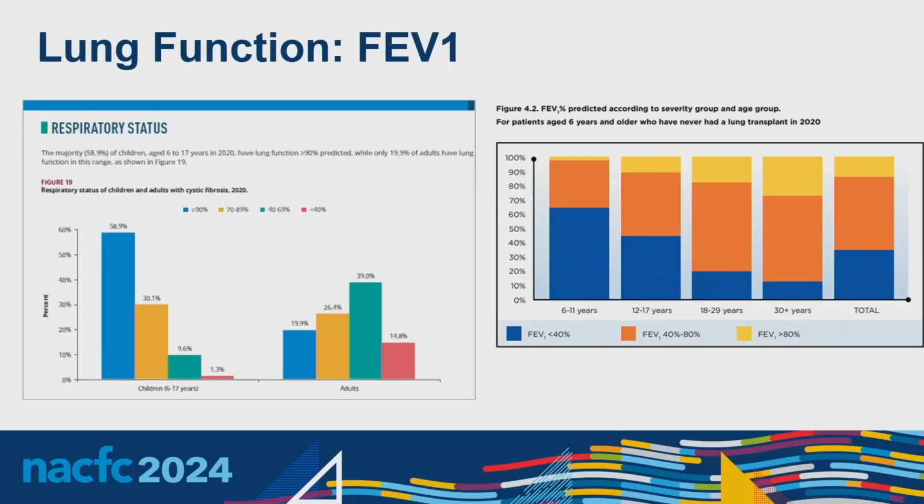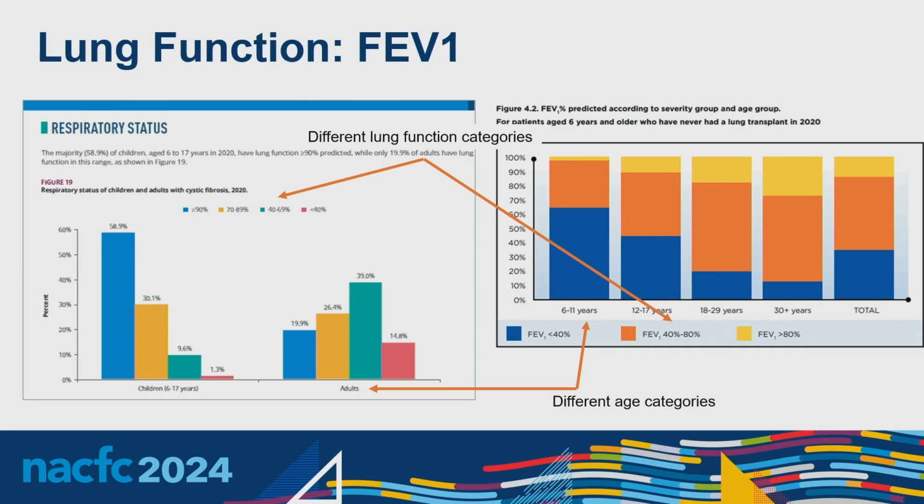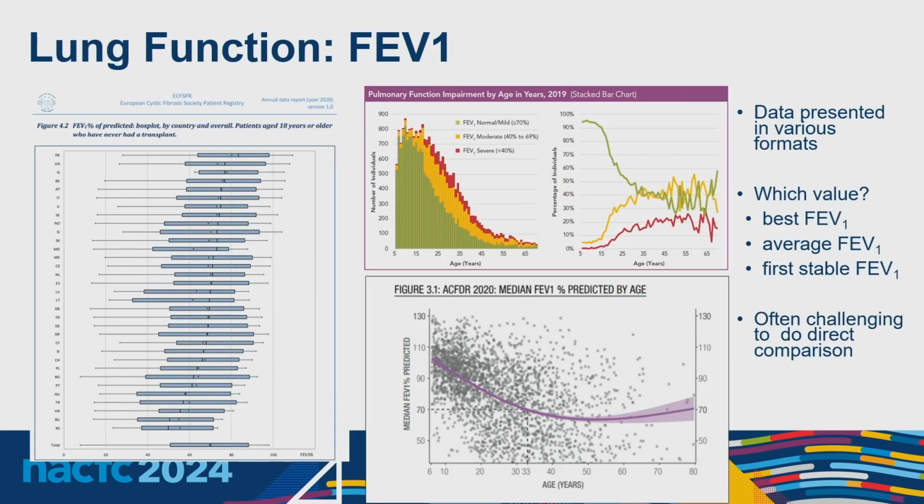Well, it's not that simple, because sometimes the data are presented in a different way within the reports. And this is a graph from the Canadian report on your left and the US report on the right. And it's sort of hard to really see how does lung function compare in Canada compared to the States, just looking at this graph. One of the issues is that the lung function categories are different between the two registry reports. The age categories are different, so it's hard to say what's different between the two. And these are just some other graphs from other reports just showing you that the data are distributed and displayed in very, very different ways.